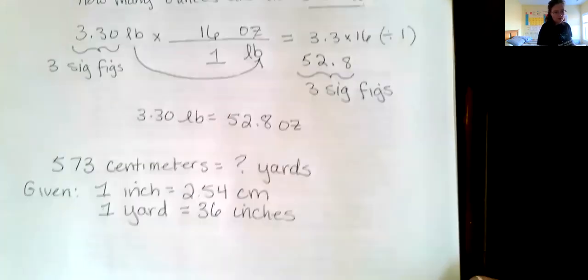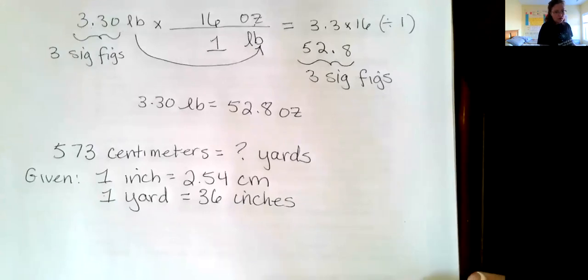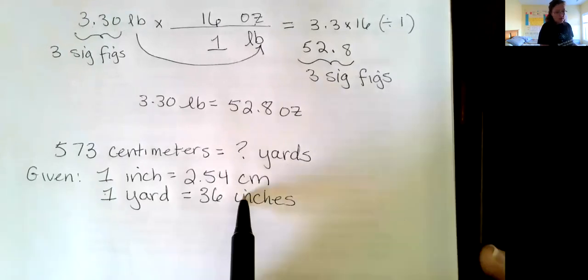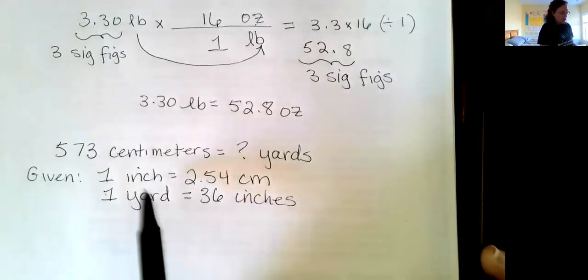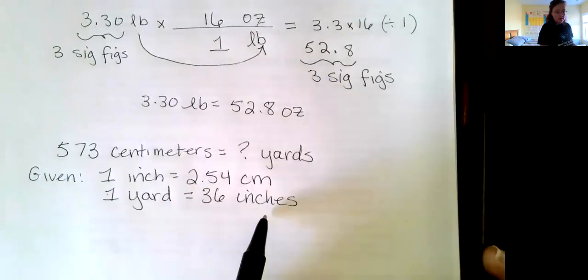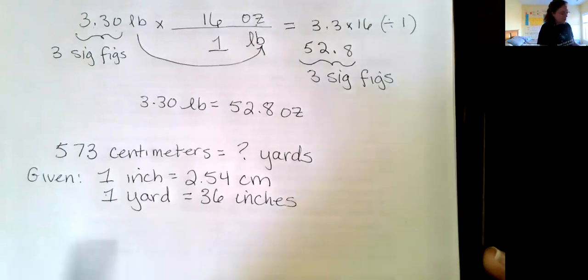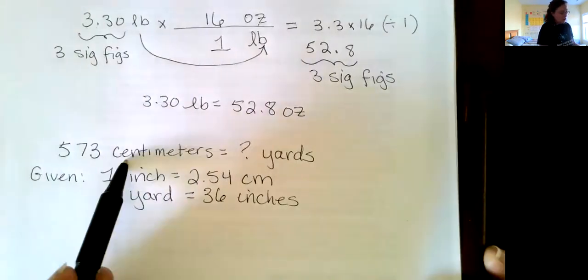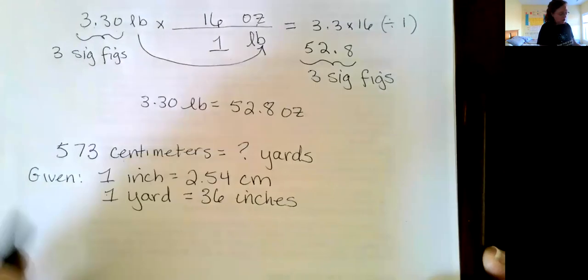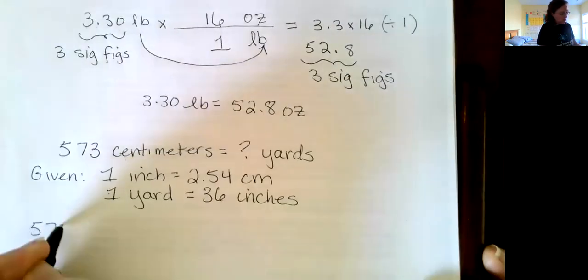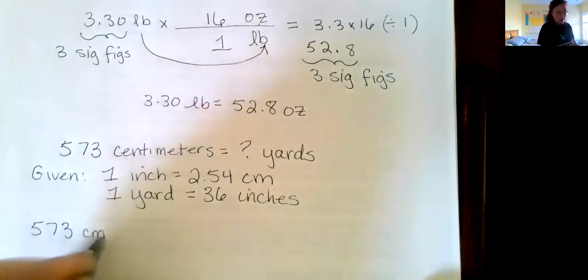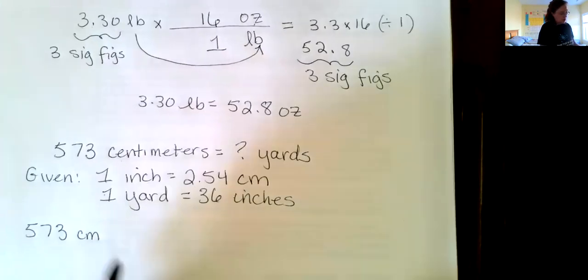All right. This is going to have to be done in 2 steps. I know that because I've got 2 equalities here, 2 items to use for my unit conversions. The number with 1 unit that we're starting with needs to be written down first, 573 centimeters, times and a line.